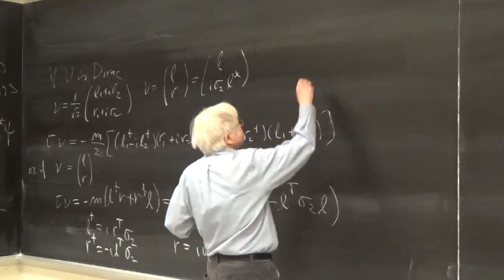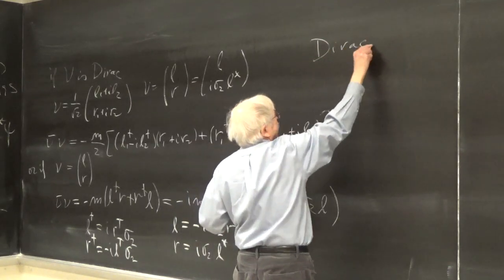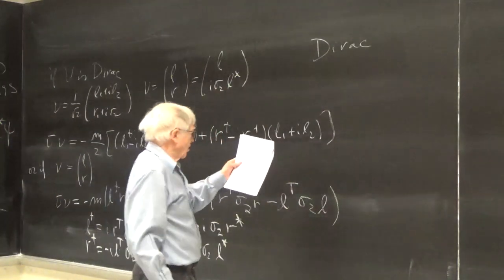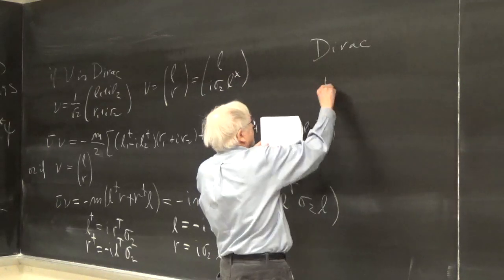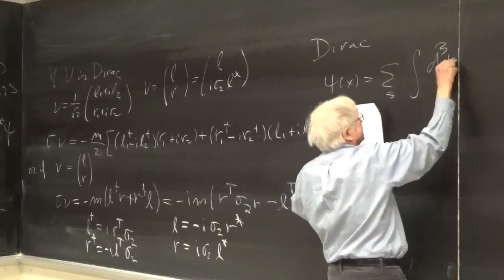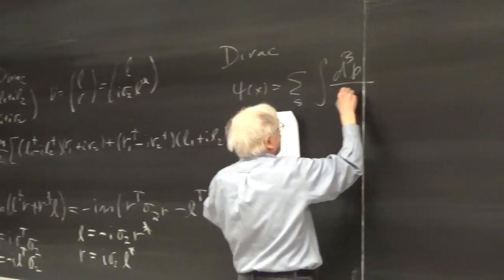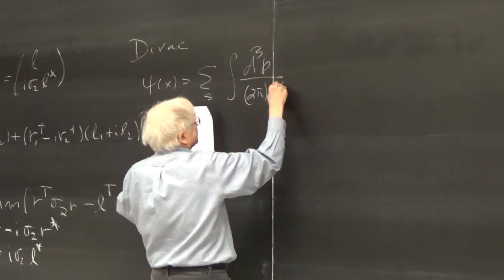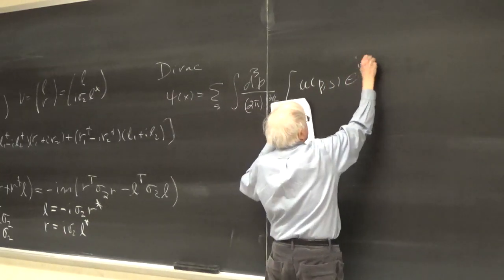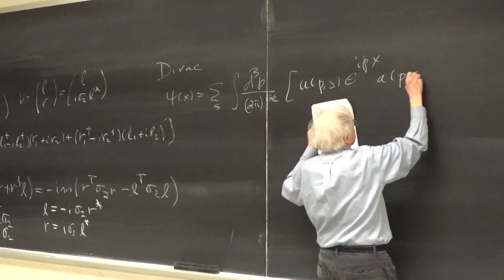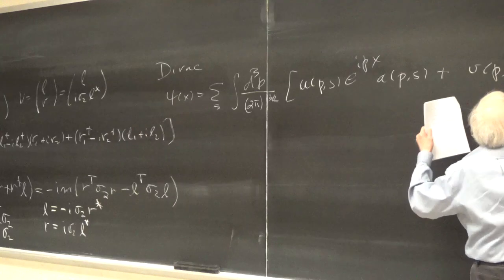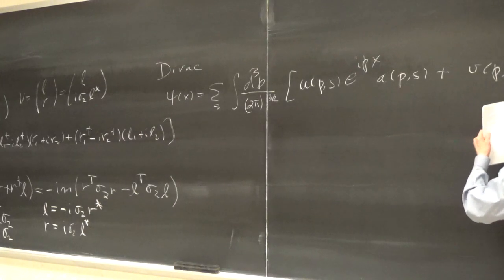So let's go back to the Dirac case again, and just a general field. It doesn't have to be a neutrino. It could be an up quark or something. There, what we have is psi of x is this sum over spin states integral d^3p over (2 pi)^(3/2), and then u of p and s e^(i p x), a of p and s, plus v of p and s e^(-i p x), a dagger of p and s.